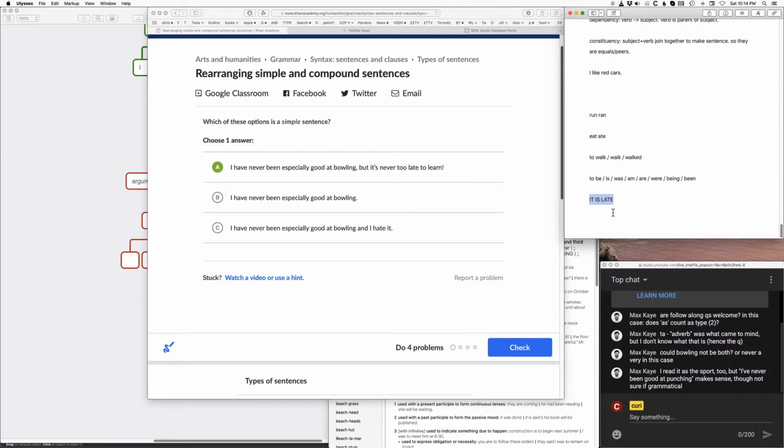Okay. That makes sense? Wait, can you say the last 10 seconds again? I wasn't following, I don't think. These are the main words from this part of the sentence. Is is the verb. And the thing it's doing is connecting it with late. It's saying it equals late. Is is a lot like equals. So it means the time right now, and then it's connecting the time right now equals late.